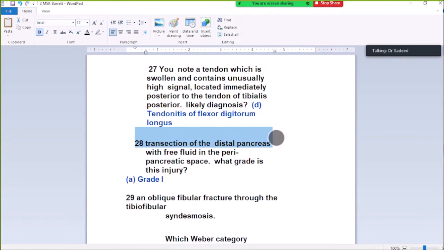With transection of the distal pancreas with free fluid in the peripancreatic space, what is the grade of injury? Grade 1. Transection of the distal pancreas with free fluid in the peripancreatic space, the grade of injury is grade 1.